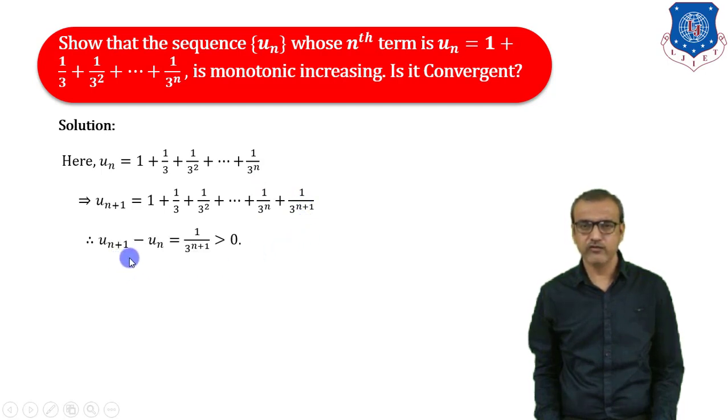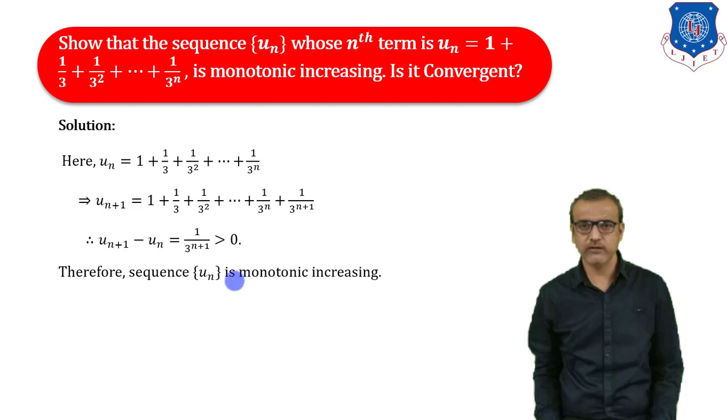Now we will find out un plus 1 minus un. If you subtract un from un plus 1, we have this term only, that is 1 upon 3 raised to n plus 1. And this is greater than 0 for every n greater than or equal to 1. So we have un plus 1 minus un greater than 0, so un plus 1 is greater than un. Therefore the sequence un is monotonic increasing.